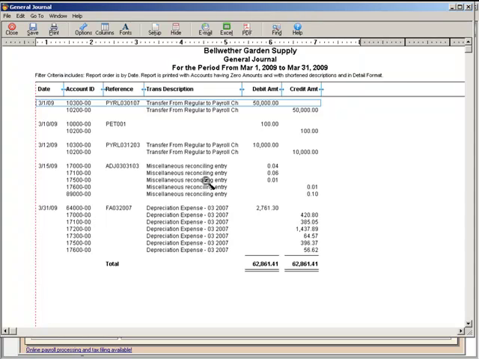The general journal lists all general journal transactions for the selected date range with related general ledger distributions. This journal is used to record transactions that cannot be entered into one of the subsidiary journals, such as the sales journal or the purchase journal. It's useful for verifying general journal postings, including beginning balance amounts.